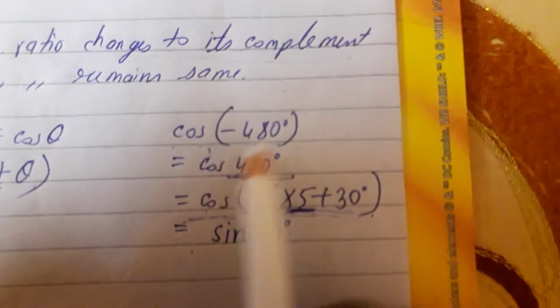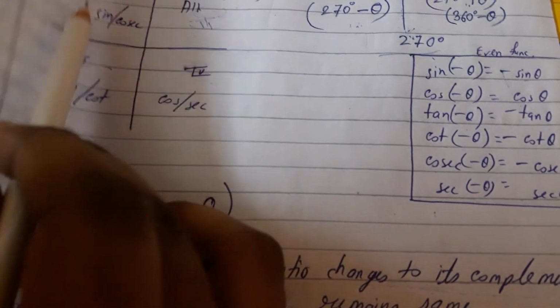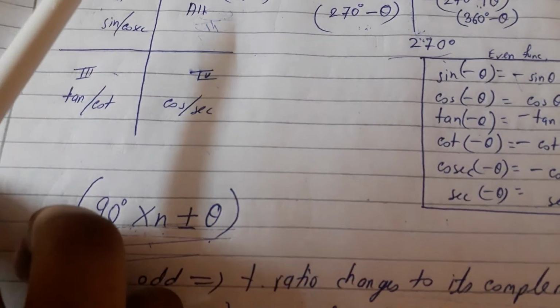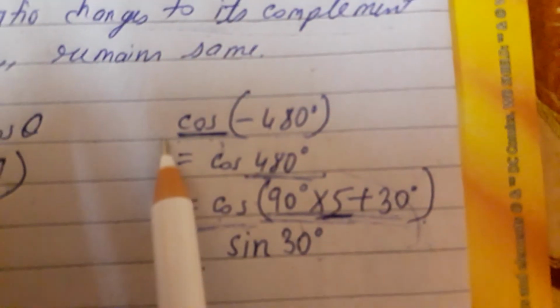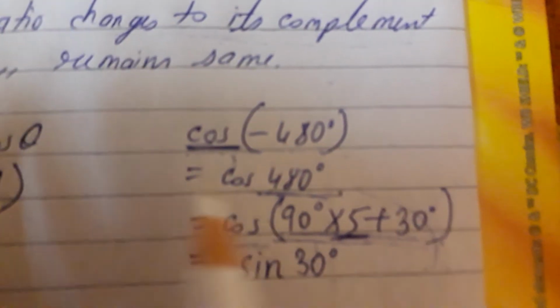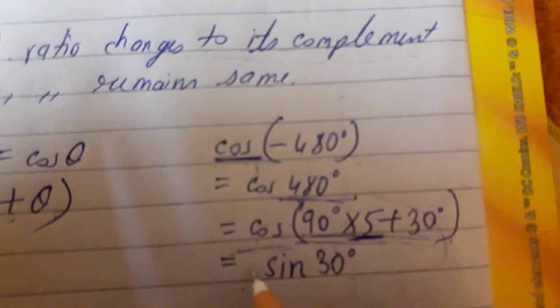And see here you have to see the mother function. See, this angle comes in the second quadrant, 90 into 5 plus 30 degree, and the second quadrant is of sine function, but here the mother function is cos, so the sign will be negative here.